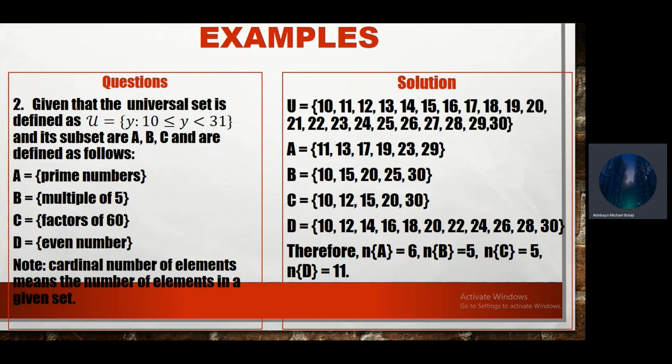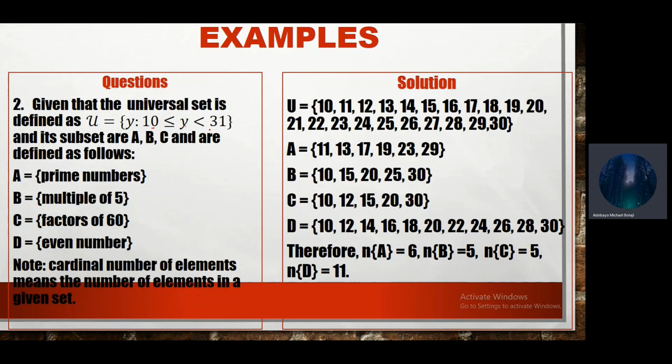Now, our next question says, given that the universal set is defined as mu equals y, that means mu is defined as y, and y has values from 10. You see, when you have less than or equal to, it is telling you that our y starts from 10. But if there is no equal to there, it is telling you that it doesn't start from 10, it starts from 11. But since we have equal to there, it means y starts from 10. And you can see we have y less than 31 here. There is no equal to here, telling you that 31 is not a value of y. Instead, y stops at 30 because y is less than 31.